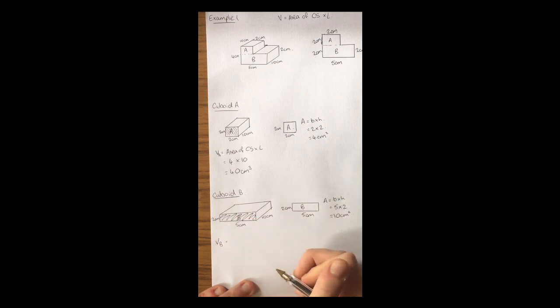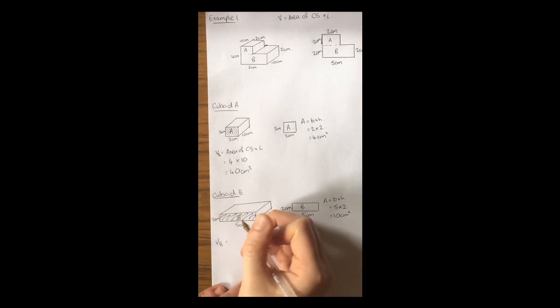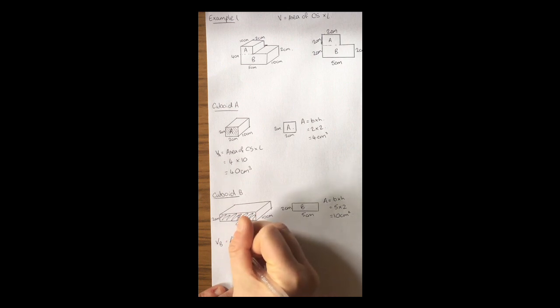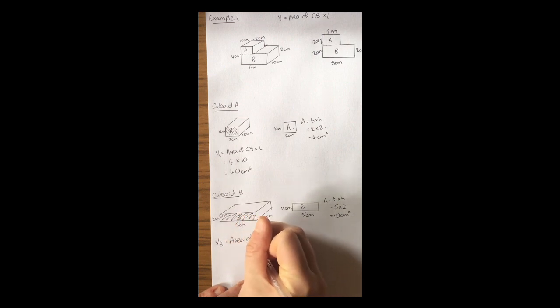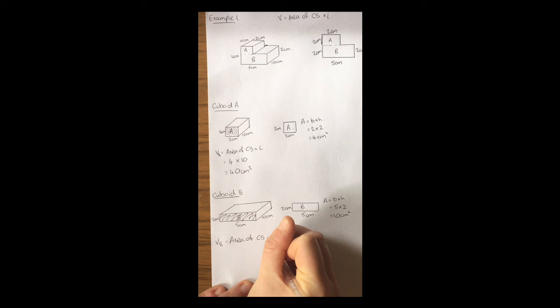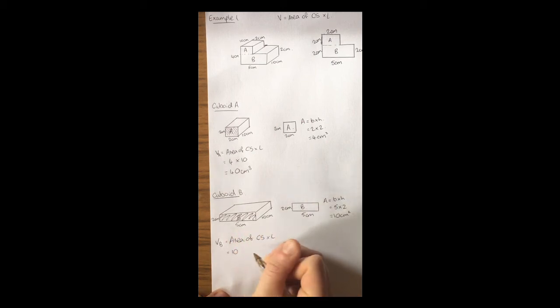The volume of B is equal to the area of the cross section multiplied by our length. So the area of our cross section is 10, multiplied by 10, because that is our length, that's projected back by. So we've got 100 centimeters cubed. We're dealing with volume still.